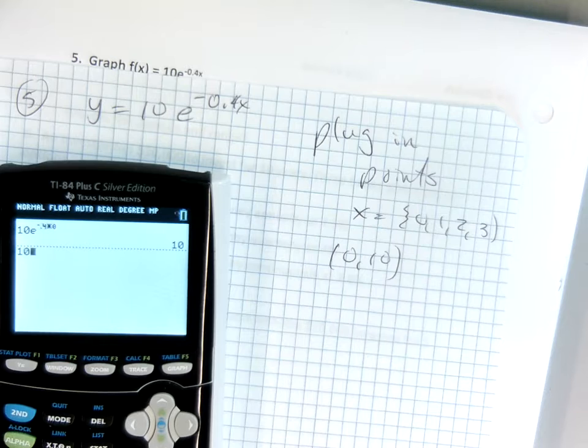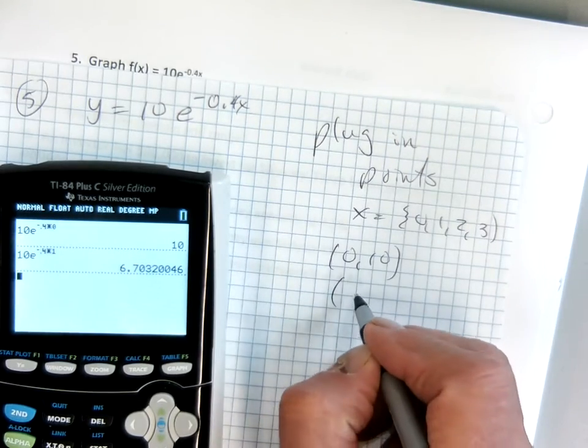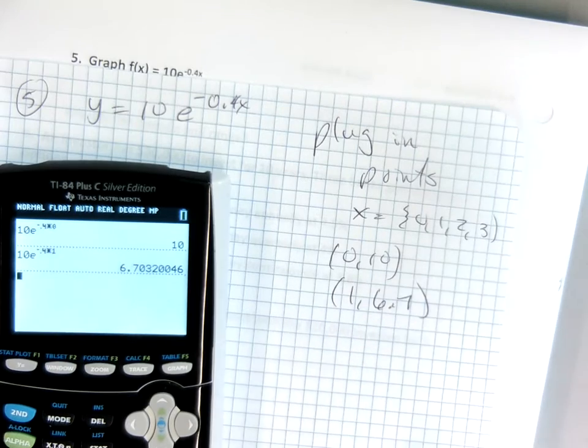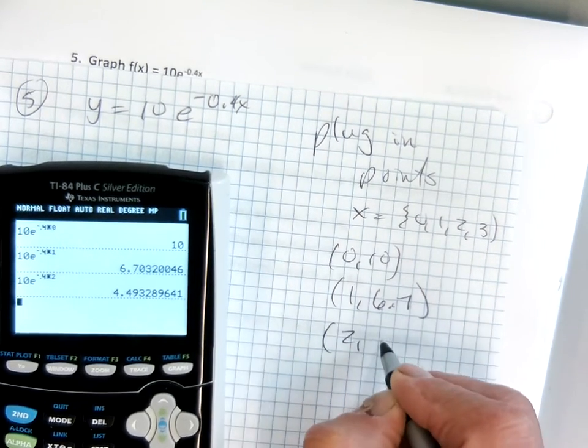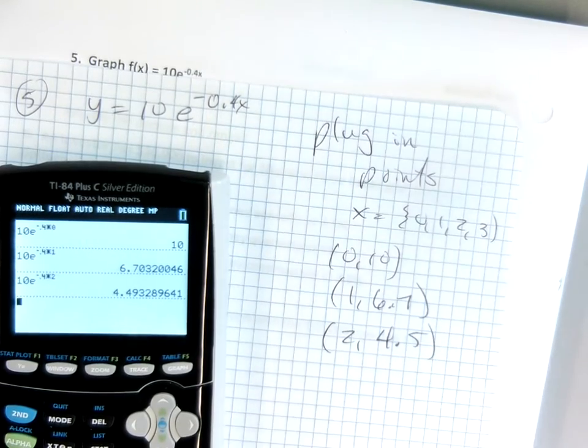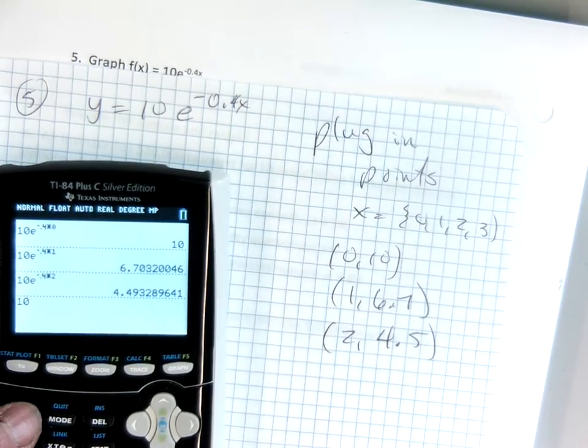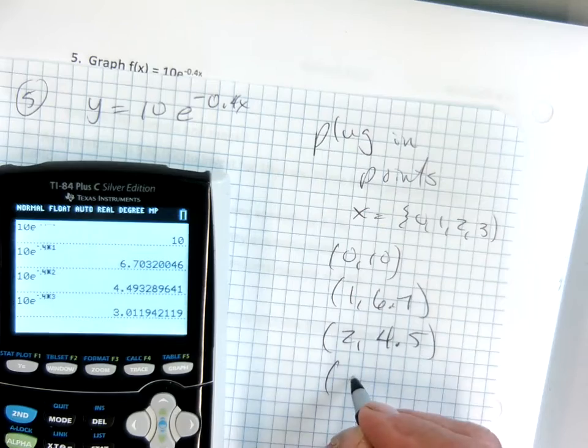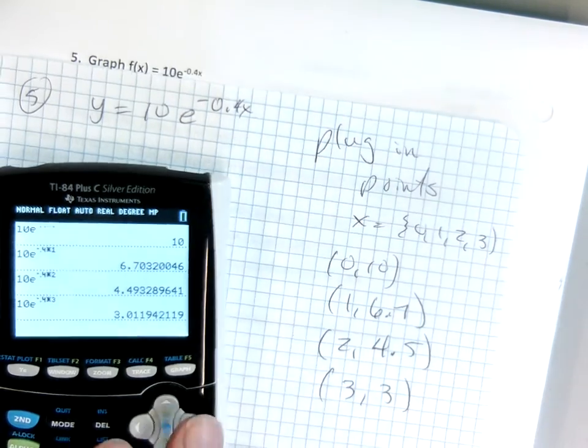Okay, let's plug in 1. 10 e to the negative 0.4 times 1, and I get 6.7, so I get a point at (1, 6.7). All right, let's go 2. I have about 4.4, so I get a point at (2, about 4.5). Okay, let's go 3. 10 e to the negative 0.4 times 3, and I get a point at 3 and about a 3. So that might be enough to graph it, right?